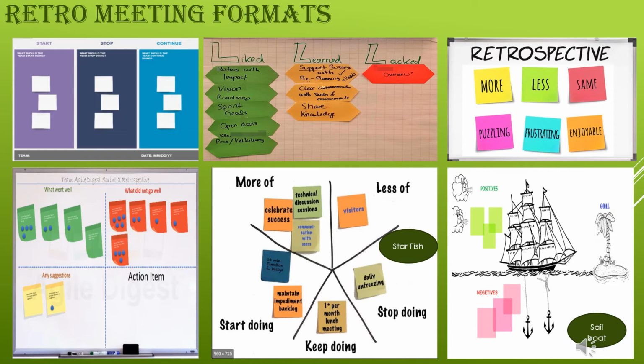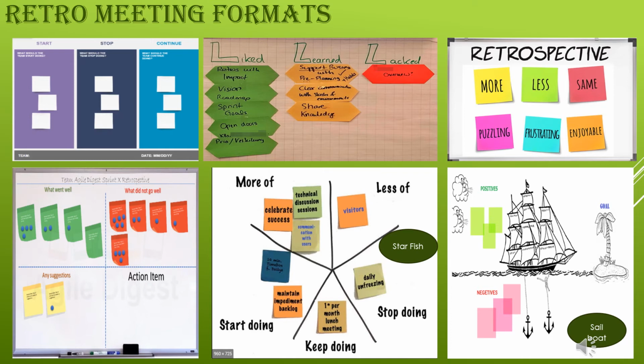And then we have the what went well, what did not go well, any suggestions, and the action items. We can use a physical board for this. Then we have the starfish technique, and then we have the sailboat, which basically depicts a board. There is a goal, which is the island, and the anchors are the negativities which are pulling the development team behind. Then there are positives, which is the wind, so the team can come forward and put the sticky notes onto the physical board.